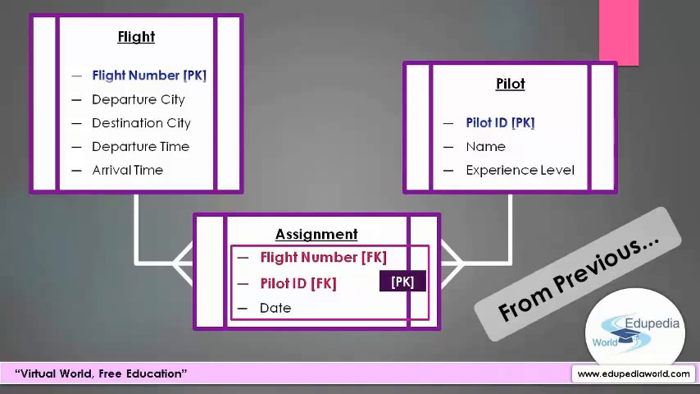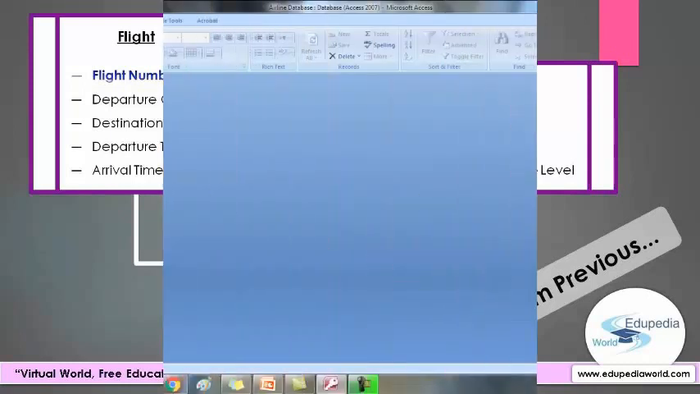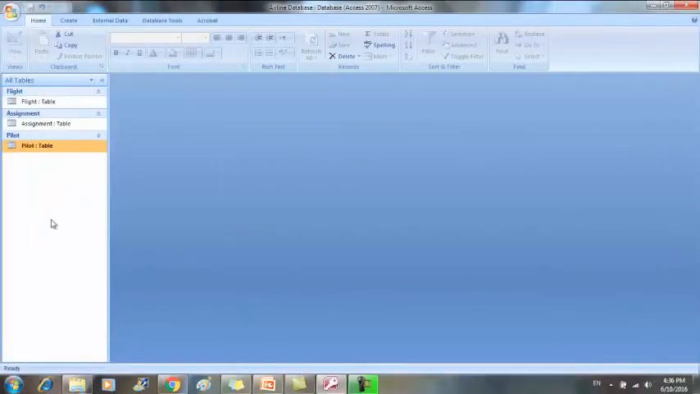In the flight table, it includes the flight number, departure city and the destination city, departure time, and the arrival time. The assignment table was a junction table to remove the many-to-many relationship between the pilot table and the flight table. So this assignment table includes the scheduled date of the pilot for a certain flight number. For one scheduled flight, there may be one or more pilots assigned, and also the same flight may be scheduled on different dates. Okay, this is our airline database.